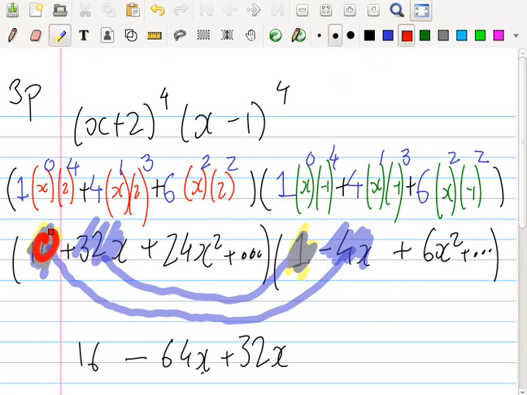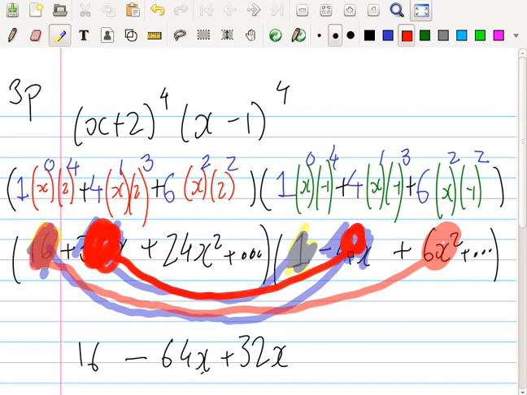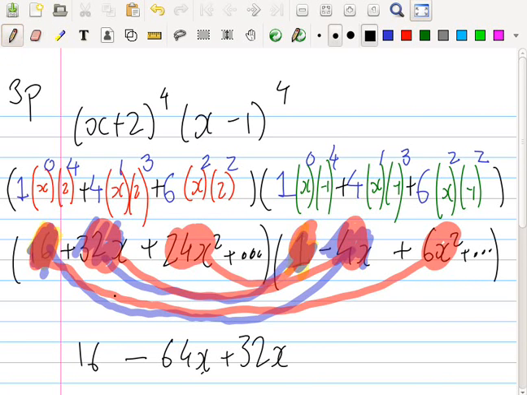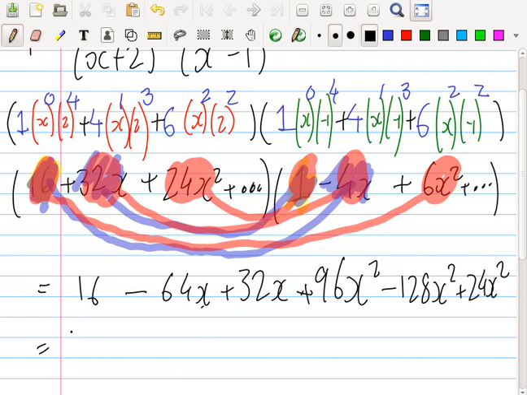The next one I'd have to do would be the ones that make an x squared. So I can see 16 multiply 6x squared. What else could make an x squared? 32 multiplying 4. And then 24x squared multiplying 1. Okay, so the first one, 16 times 6, what's that? 96. And then 32 by 4, minus 128x squared, plus 24x squared. Now let's add these together. 16 is 16, minus 64 plus 32 is minus 32. And then 96 plus 24 is 120, minus 128 is minus 8x squared.